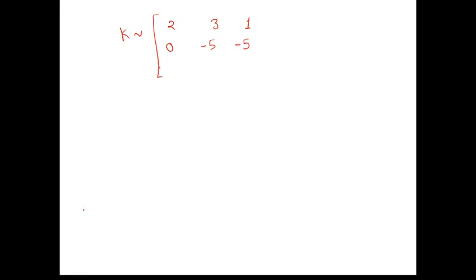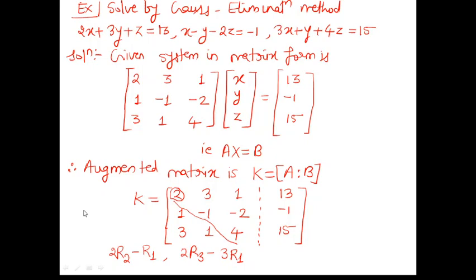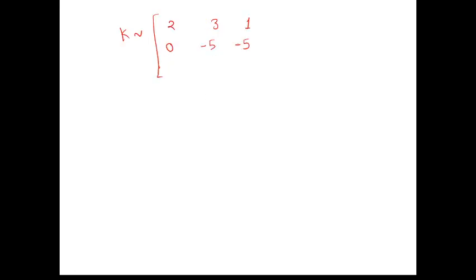So let's see what are the changes. It is 2 times minus 1, so that is minus 2, minus 13, so that comes out to be minus 15. So here it is minus 15, and over here the element was 13.